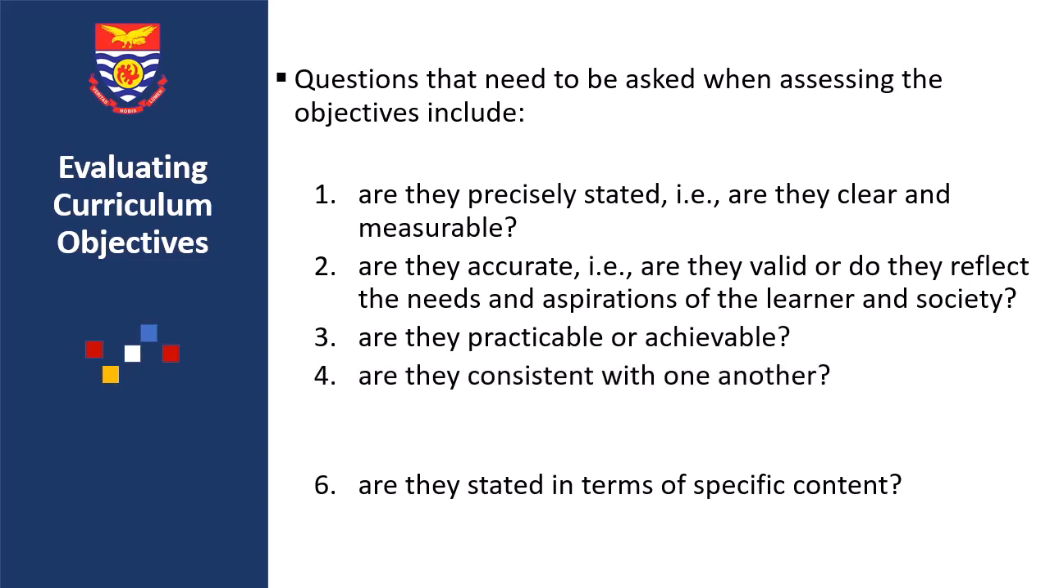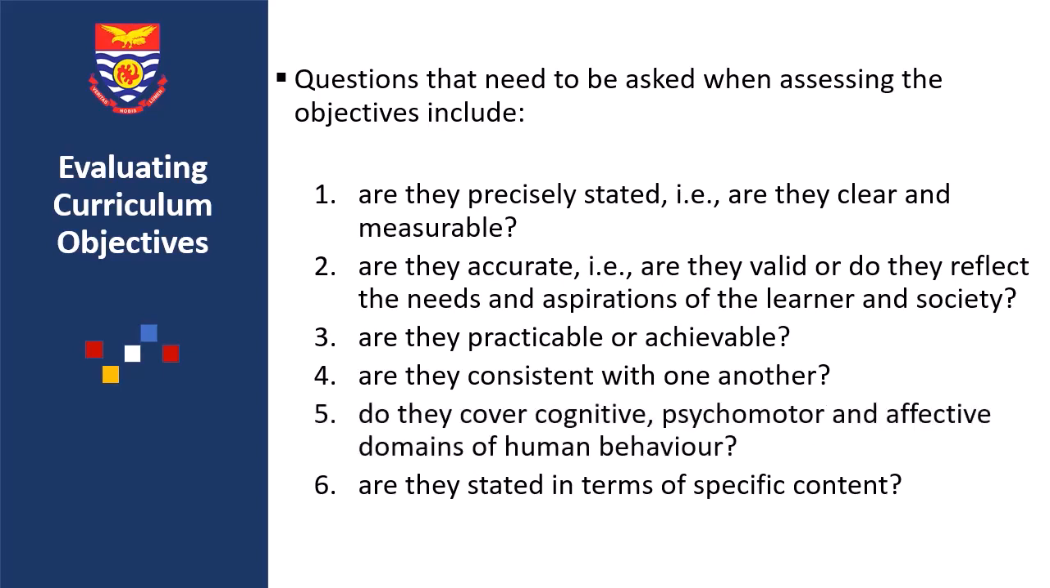They cover cognitive, psychomotor, and affective domains of human behavior. All these questions must be asked anytime we are evaluating curriculum objectives. And are they stated in terms of specific content? So in brief or in summary, are the objectives SMART? That is, are they specific? Are they measurable? Are they achievable? Are they realistic? Are they time-bound? All these are questions that must be asked anytime we are evaluating curriculum objectives.